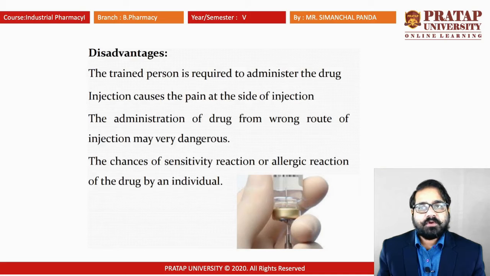There are different types of disadvantages also associated with parenteral dosage forms. It is difficult to administer the drug. Injection causes pain at the site of injection. The administration of a drug by the wrong route may be dangerous, because we know that injectable products have a rapid onset of action. That means if you give the dose, it will give activity in our body very fast. So if you give the wrong route or the wrong medicine, it is very difficult to neutralize it.